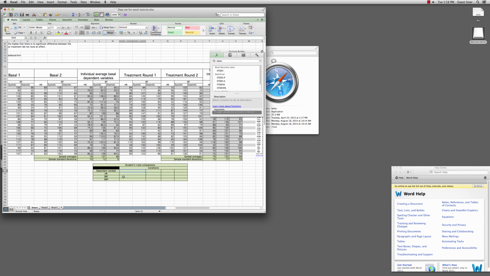And what conditions? I only have one condition, right? I have a comparison between basal or control and treatment. So control versus treatment. If you have other treatments, control versus treatment number 1, treatment number 2, treatment number 3, then you'll need to run multiple t-tests. We only have one in this example. So get back up to your formulas, and we want a t-test.